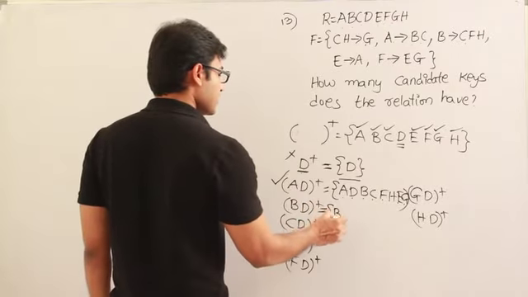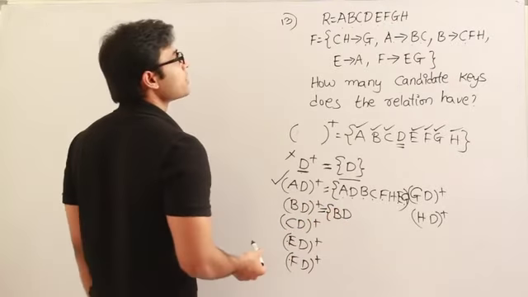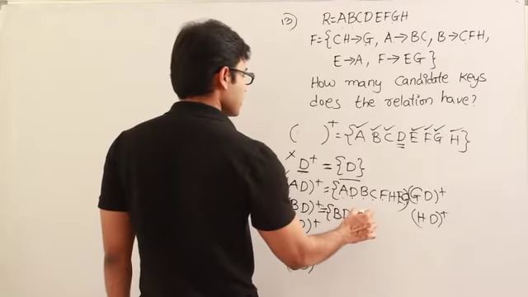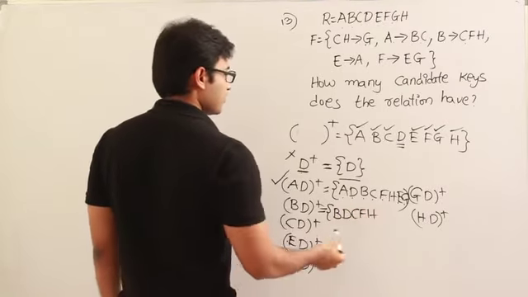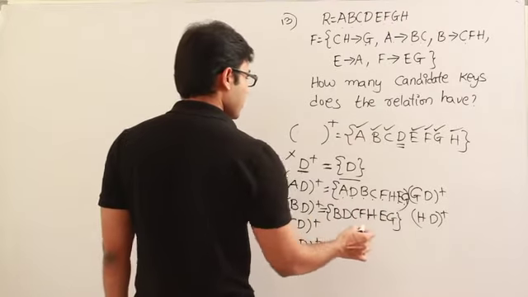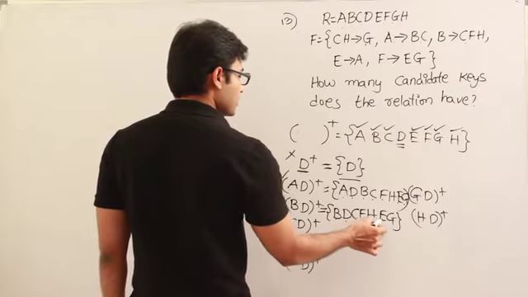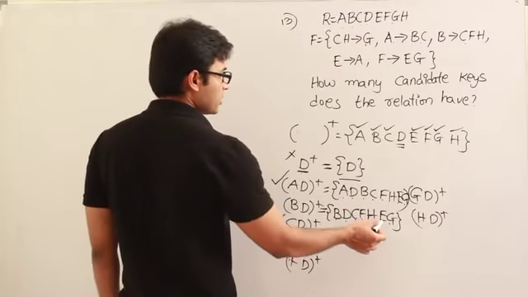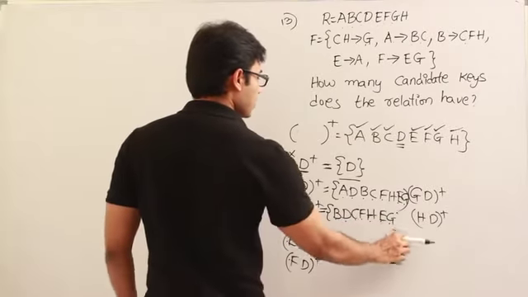Now let's see about BD plus. So BD plus contains definitely BD. Along with that, B will give CFH, right, and F will give EG, because of F I got EG. Therefore 1 2 3 4 5 6 7, something is missing, A is missing, right? So yes, from E I can get A, therefore A is also present.